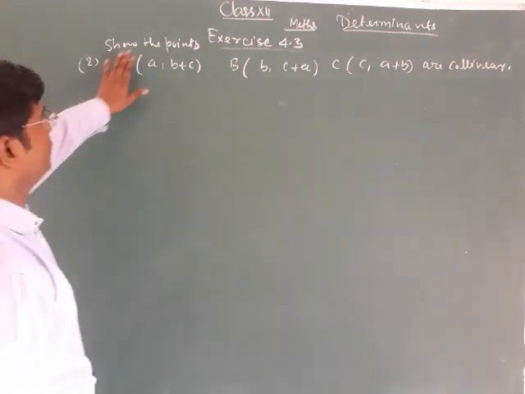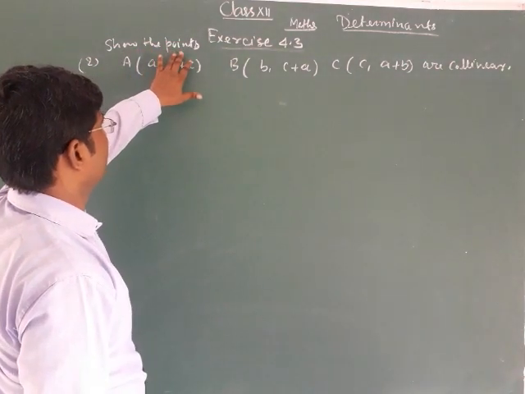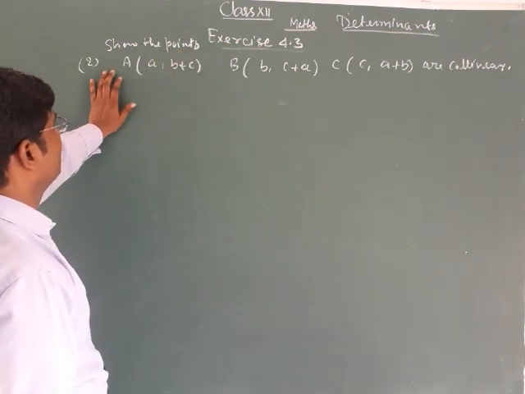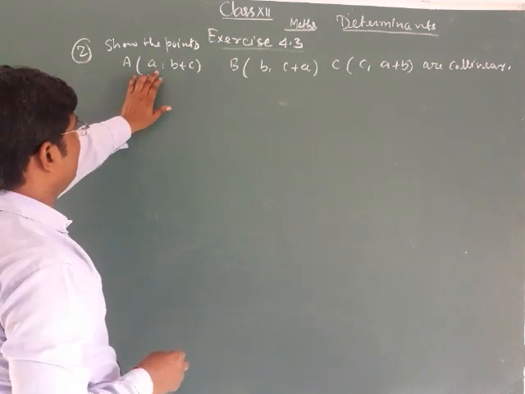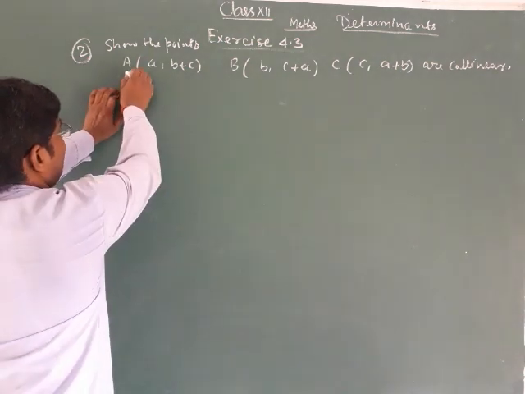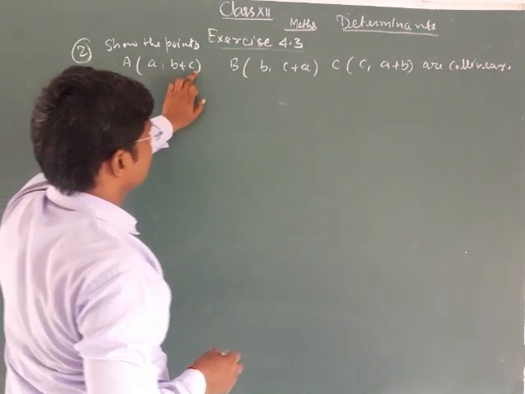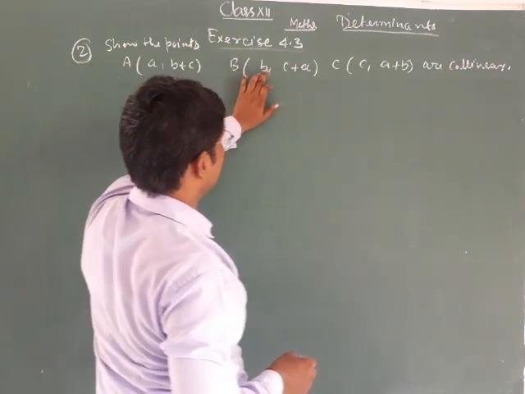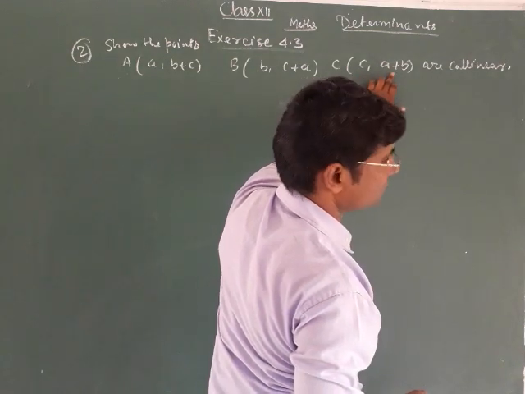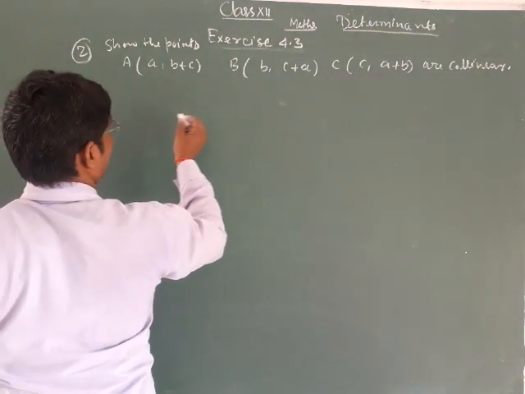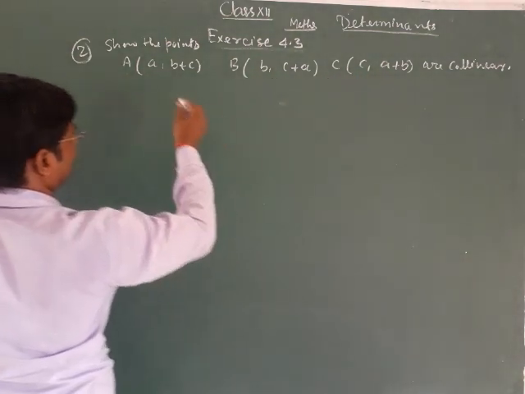Question number 2. Show that the points A, B plus C; B, C plus A; and C, A plus B are collinear.